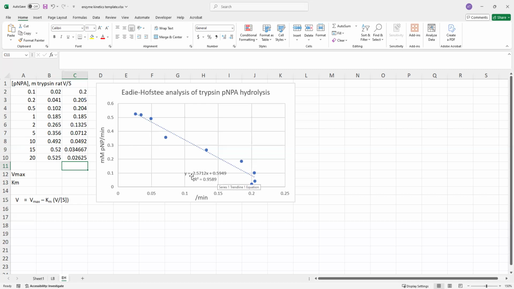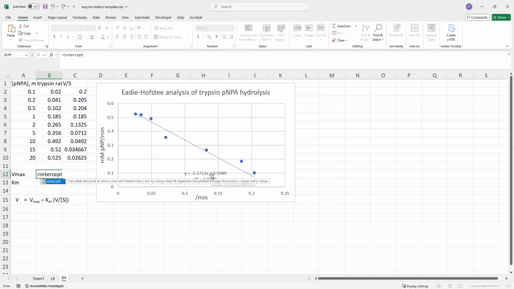So how we find Vmax from this equation is, notice Vmax is the y-intercept. Here it's saying it's 0.5949. If you don't want to just read it off the equation, you can write an equation to find that intercept, and the equation is intercept. And then you highlight, notice it tells you down below what to do.